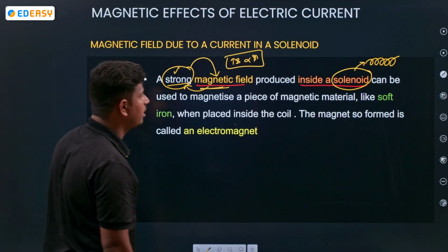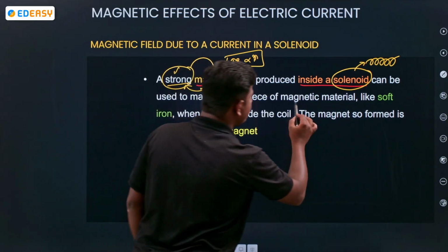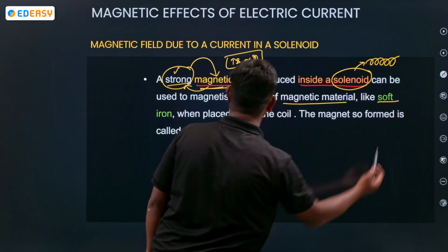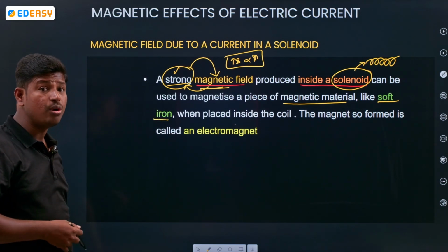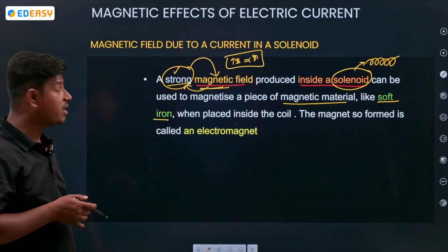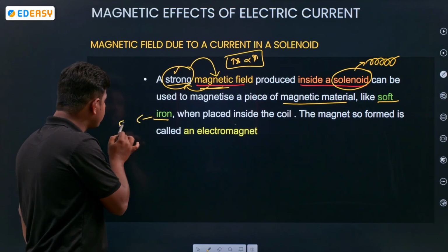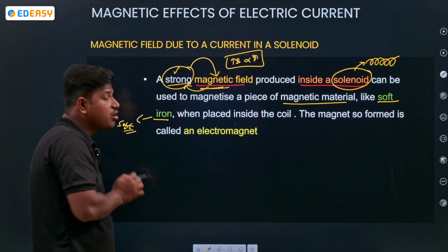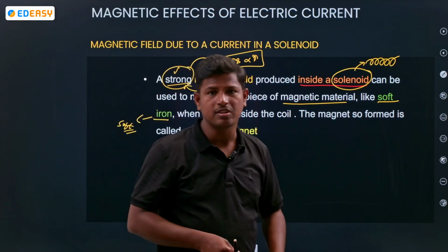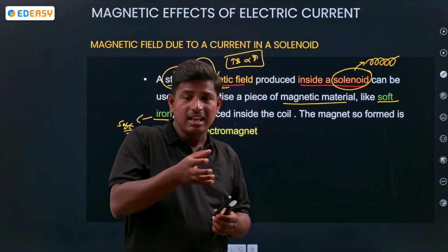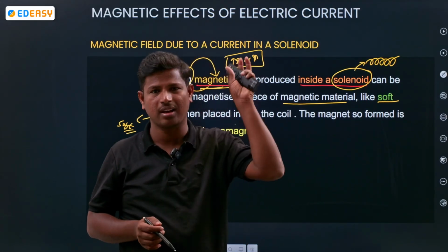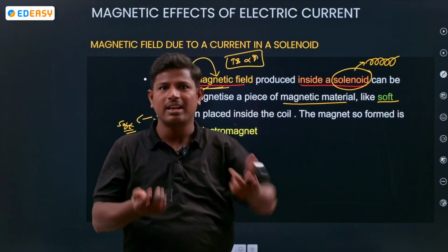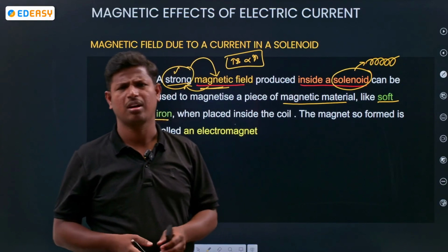Next. Which magnetic material do we use? Soft iron. We already discussed why we use soft iron. Because it is very soft, it responds easily. If it is magnetized easily, it is demagnetized easily also. That's why we use soft iron. If current is there, it is magnetized. If current is not there, it is easily demagnetized.